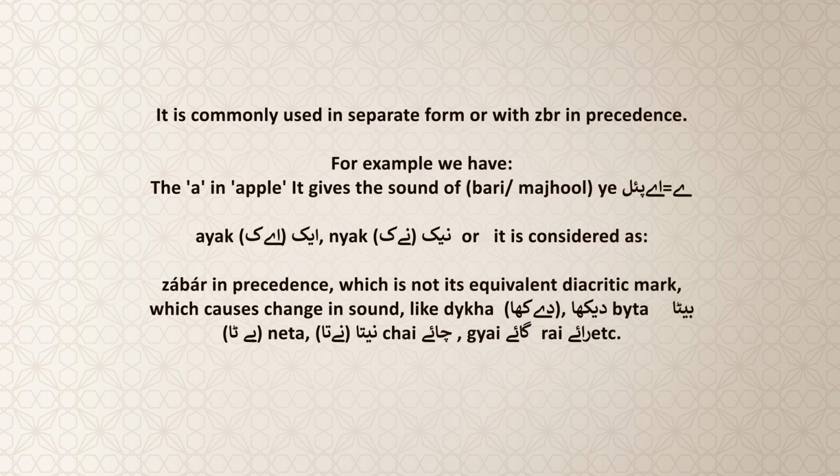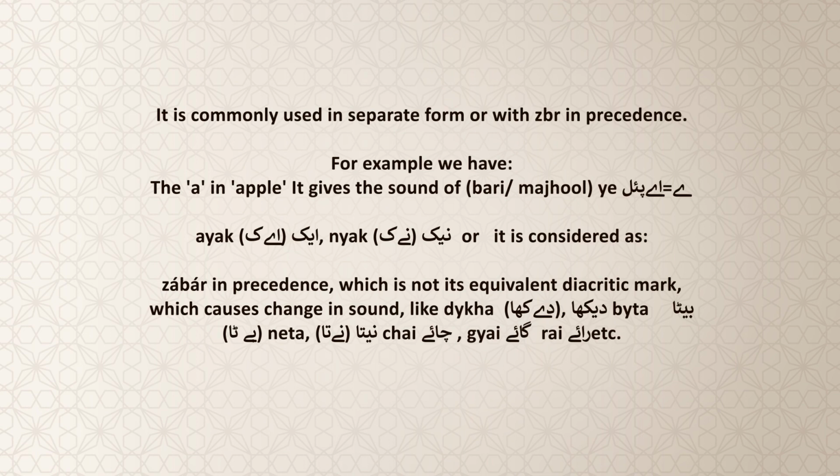And you can also observe that we can insert zabar in the alphabet before it. For example, in the word ek, we can insert zabar on alif, in nek we can insert zabar on noon, and in deh we can insert zabar on dal. Deh is written in the two-dot form, but it is pronounced with badi ye, yae majhul.